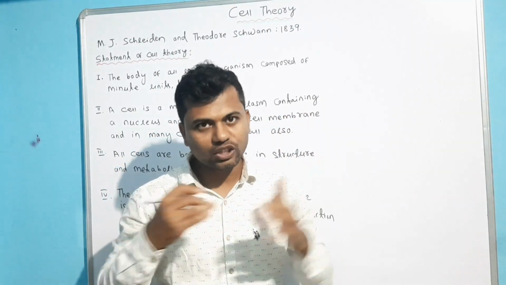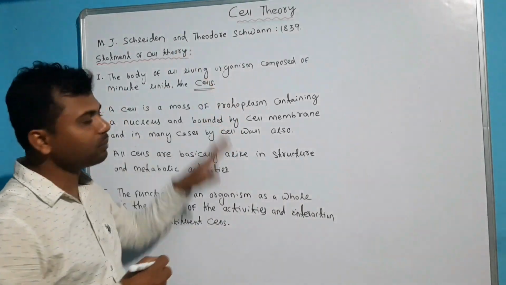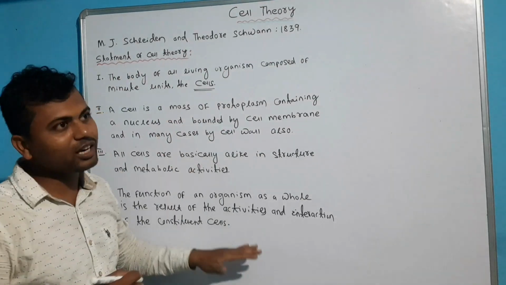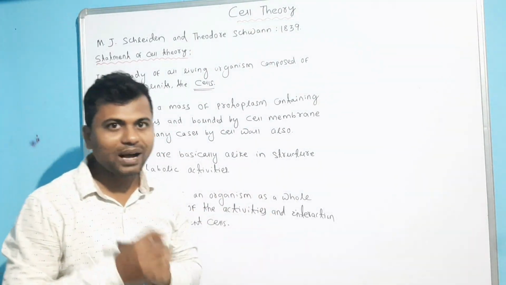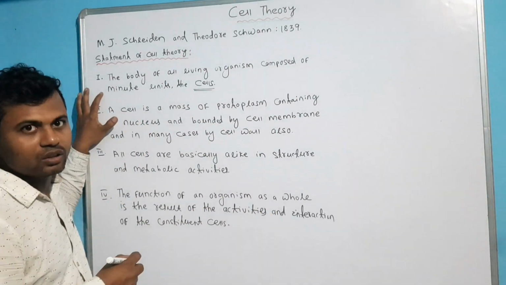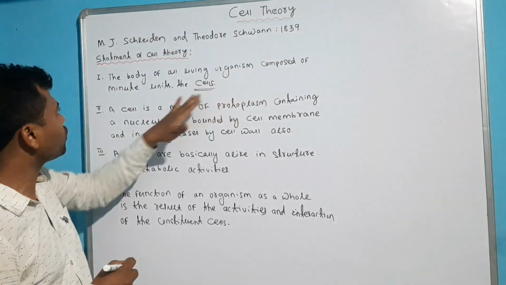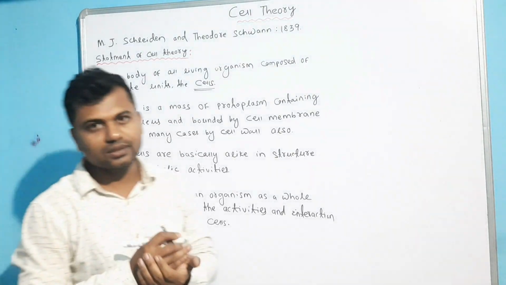Under the cell theory, they made four statements. To understand the cell theory, we have to understand all these four statements made by them. So first, come to the first statement. The first statement is: the body of all living organisms is composed of minute units, the cells.